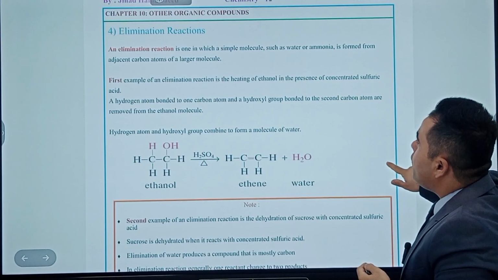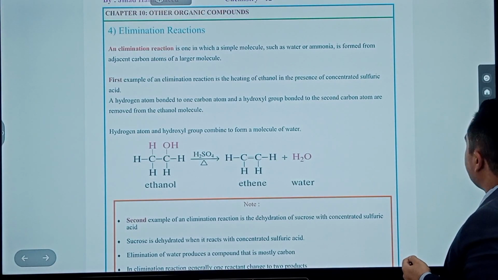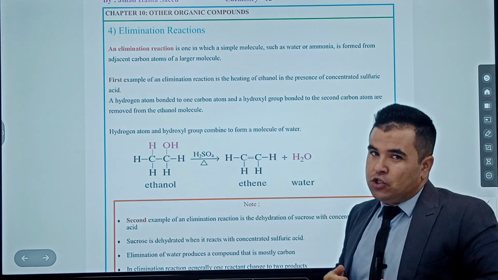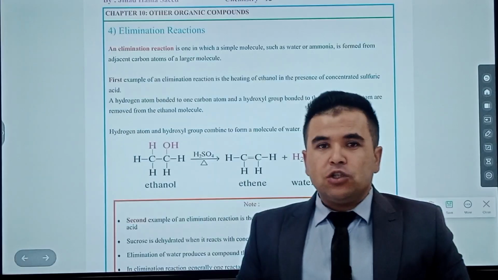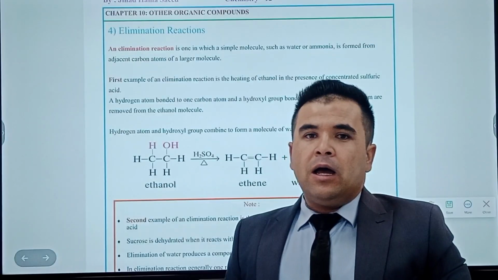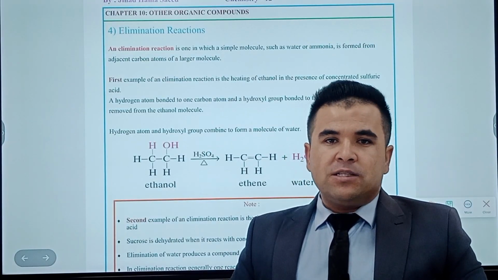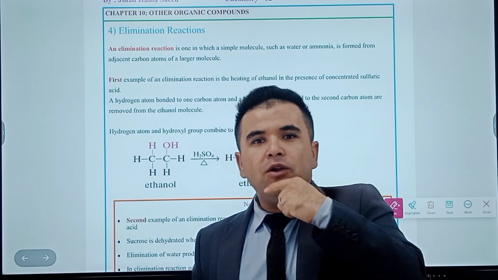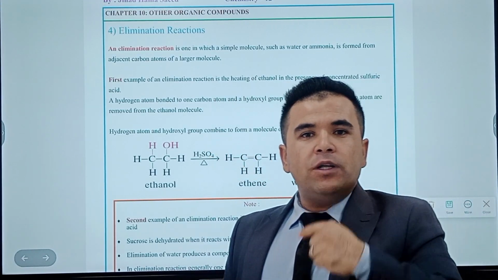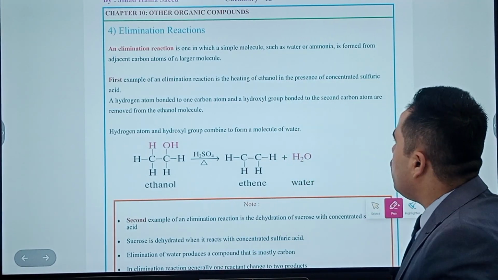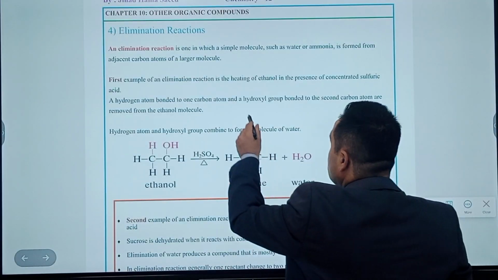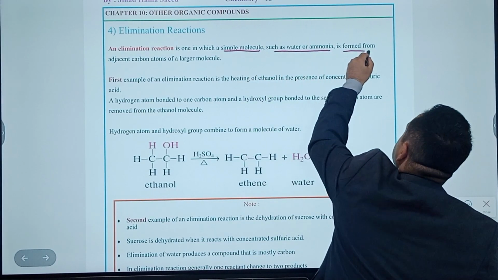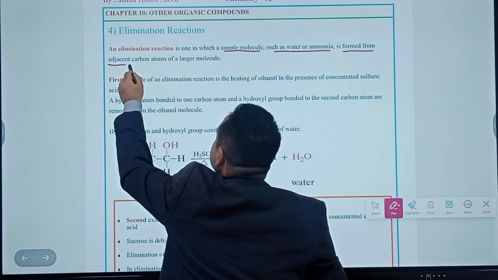The last type of reaction is the elimination reaction, guys. The elimination reaction is just the opposite of the addition reaction. In addition reaction, we said there will be an increase in saturation of the molecule. Unsaturated becomes more saturated. Here the saturated becomes an unsaturated molecule. An elimination reaction is one in which a simple molecule such as water or ammonia is formed from adjacent carbon atoms of a large molecule.